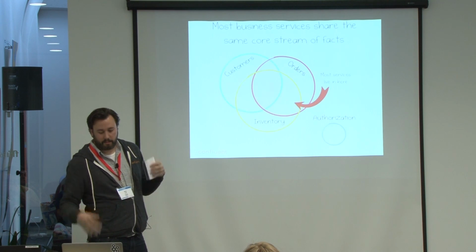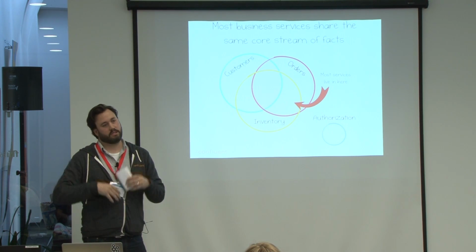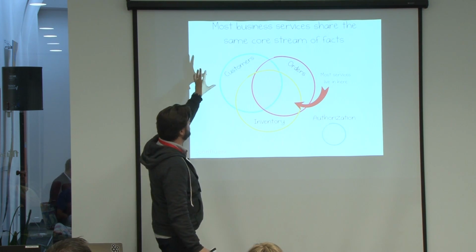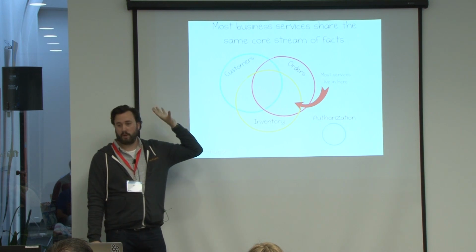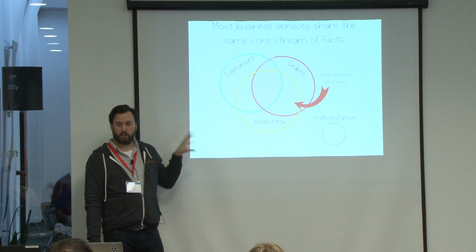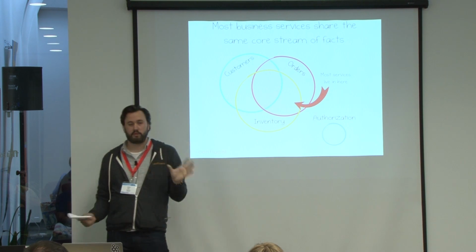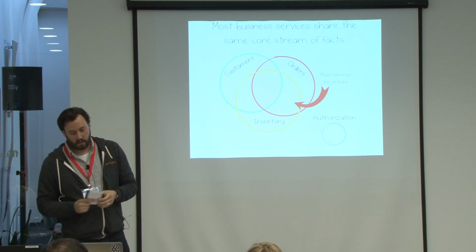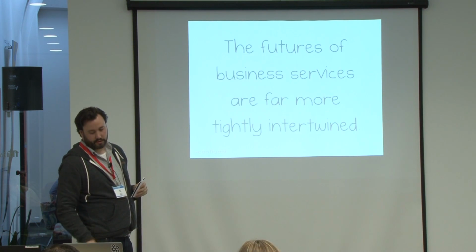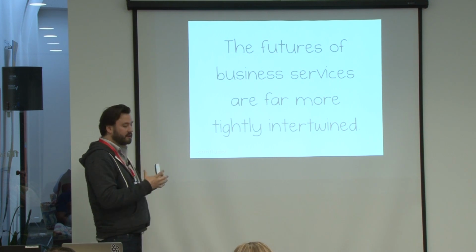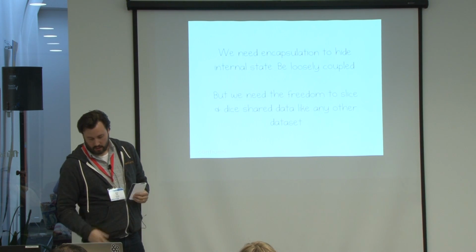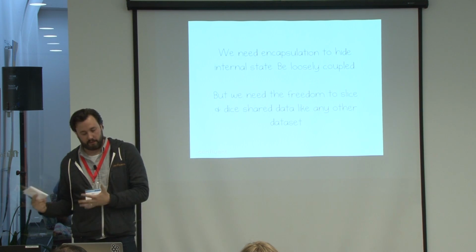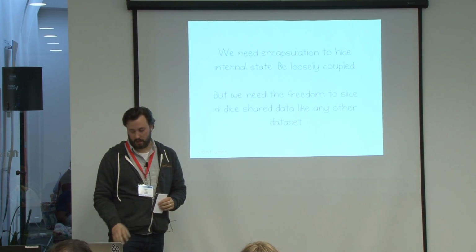But in the business world, or in complicated organizations or the government world, your core business services have a core set of facts. And they interrelate in a different way depending on which team is looking at them. So the orders and inventory team could be running different queries to that data than the customers and inventory teams, right? So the futures of these complicated services are very tightly intertwined. And how do you resolve that, requiring encapsulation to be loosely coupled, but have the freedom to slice and dice the data as you like, right?